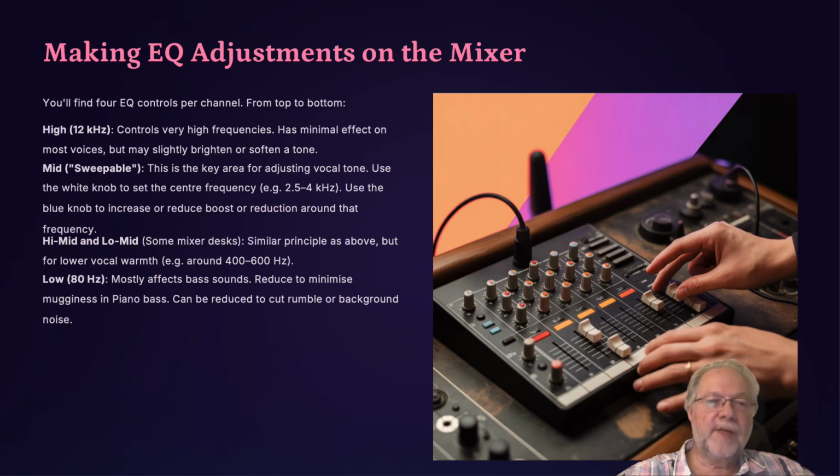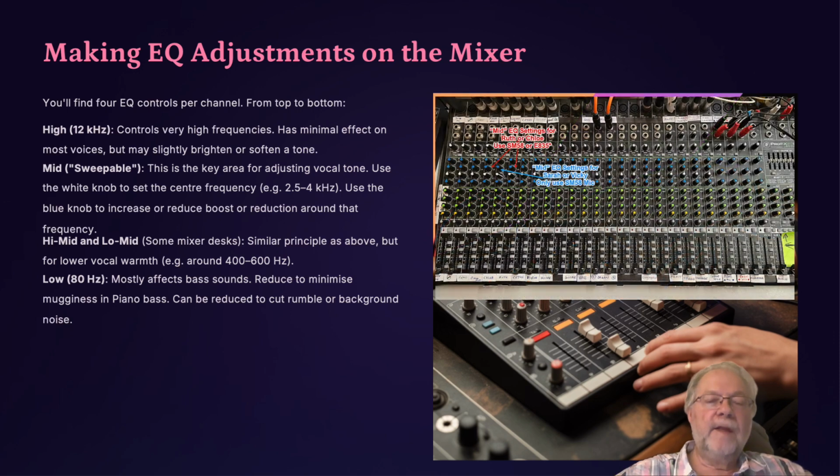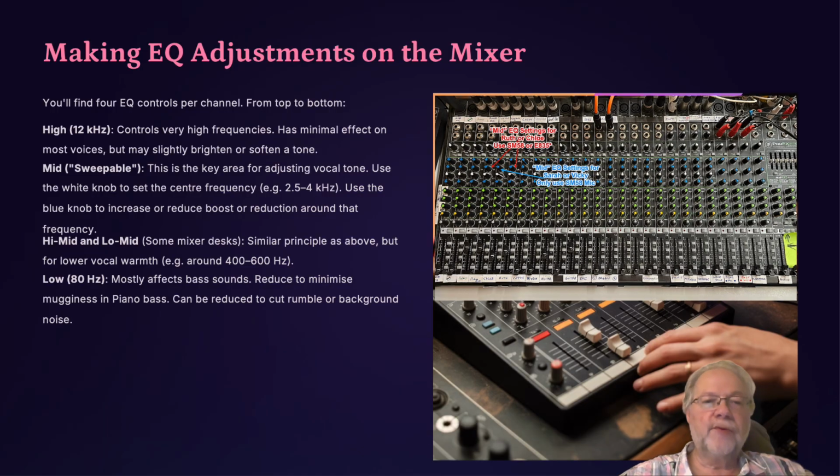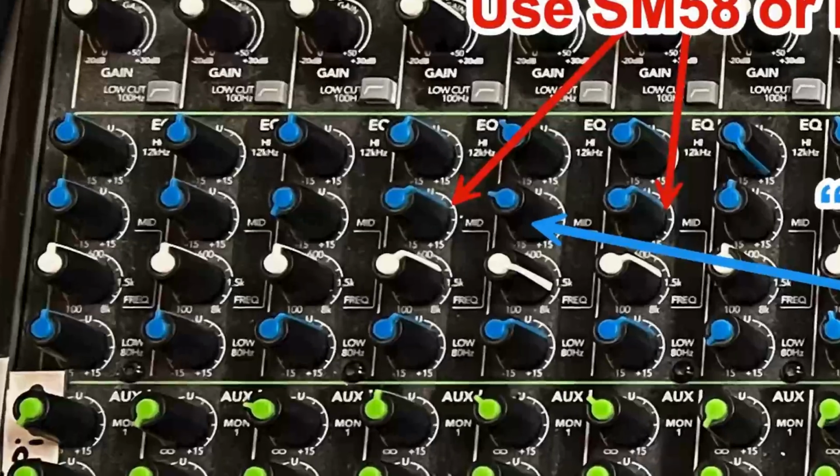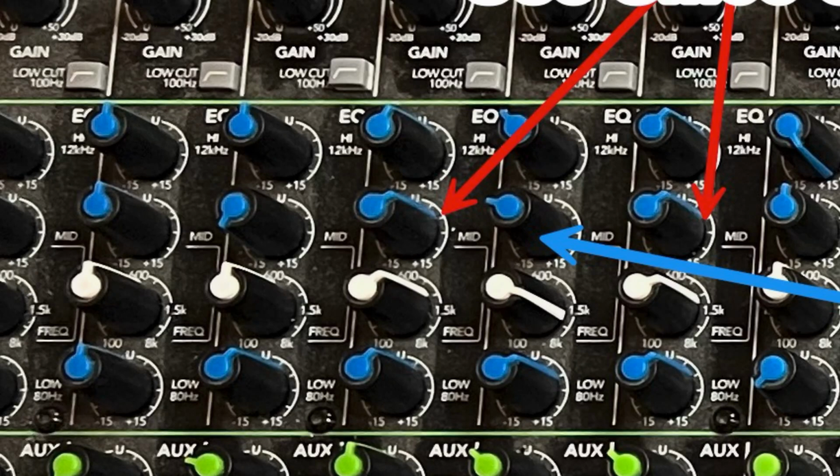What are the adjustments, and how can we make EQ adjustments on the mixer? So let's first of all look at what the controls are and what these settings do on the mixer desk. There are 4 EQ controls per channel. From top to bottom, the high, which is centered around 12 kilohertz, that means it controls very high frequencies, which are going to make fairly minimal effect on most voices. They may slightly brighten or soften a tone if you boost or reduce them.